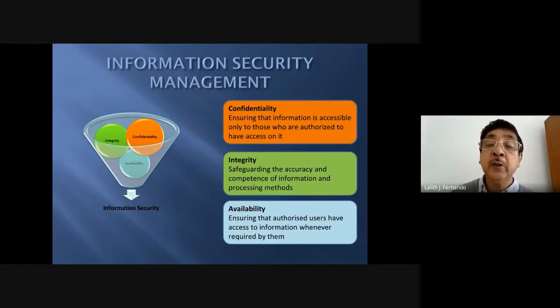Now, the meaning of confidentiality, managing confidentiality, is ensuring that information is accessible only to those who are authorized to have access to it. Now, I think this is understood. If someone else accesses the information which is meant for some other people, then that is the breaching of confidentiality. If you can ensure that the information is accessible only to authorized hands, then it is confidentiality.